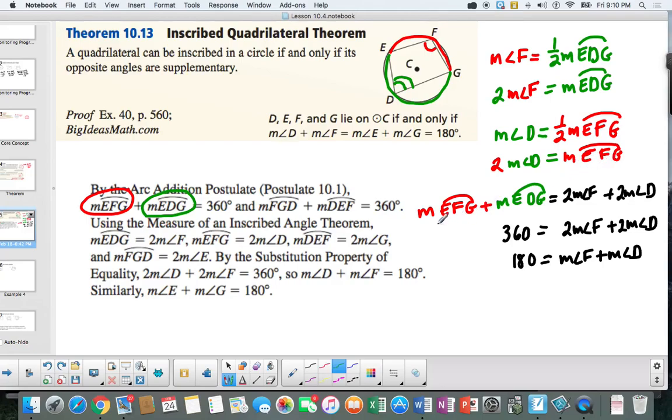I'm going to take the red arc plus the green arc. The red arc, remember, is 2 times the measure of angle D right here. And the green arc is 2 times the measure of angle F. I know these two arcs add up to 360 degrees. If I divide everything through by 2, I'm going to get 180. So these two angles have to add up to 180.